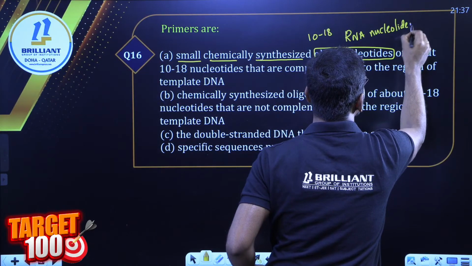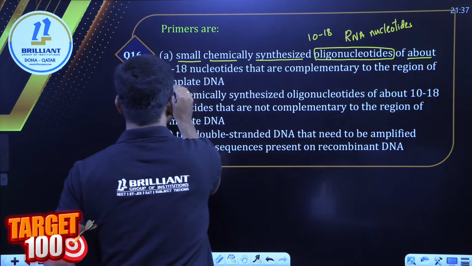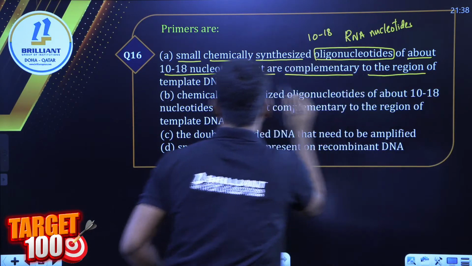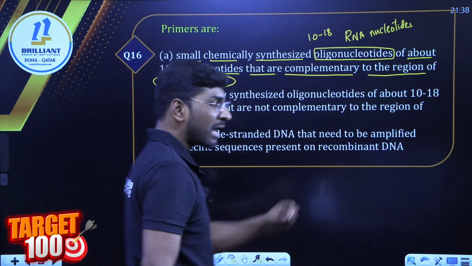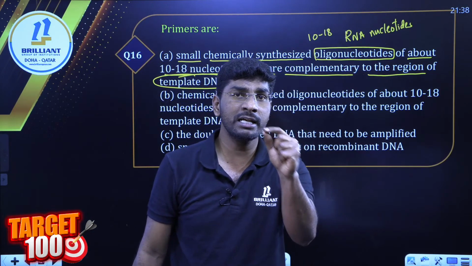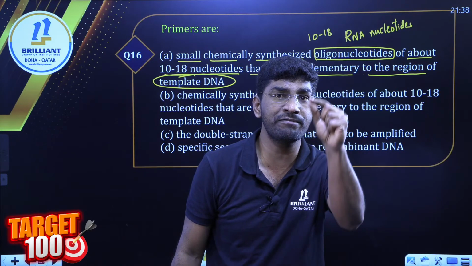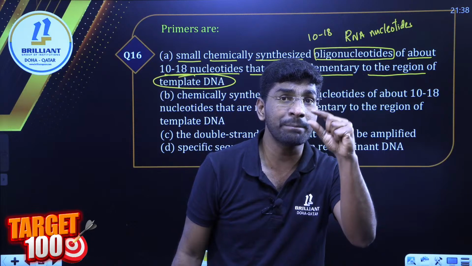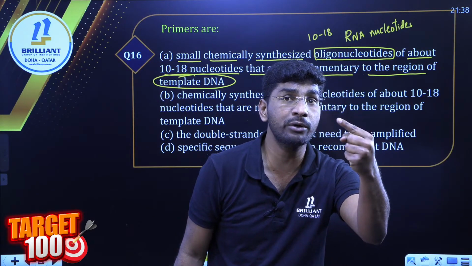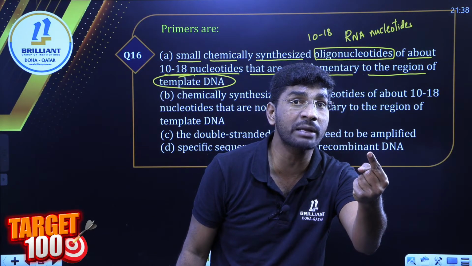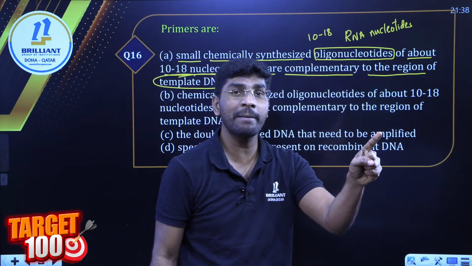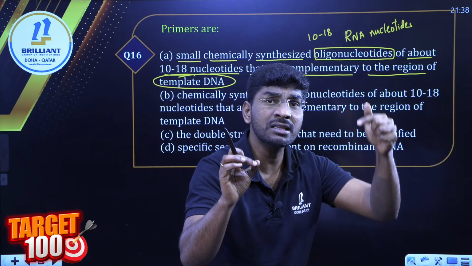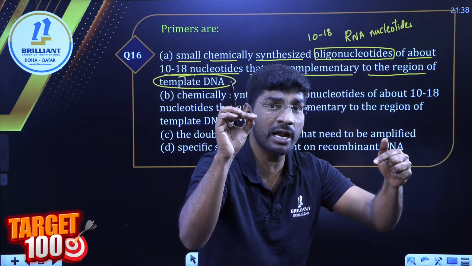Nucleotides, RNA nucleotides of about 10 to 18 nucleotides that are complementary to the region of template DNA. My dear students, this is a NEET level question. Everyone, I'm requesting, look at the paragraph, look at the diagram of PCR. In PCR, primers are added to the opposite of the 3 prime of the template strand. Look at the diagram. Two primers are added opposite to the 3 prime of the parent DNA strand.